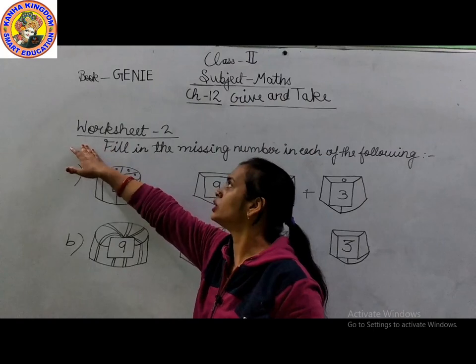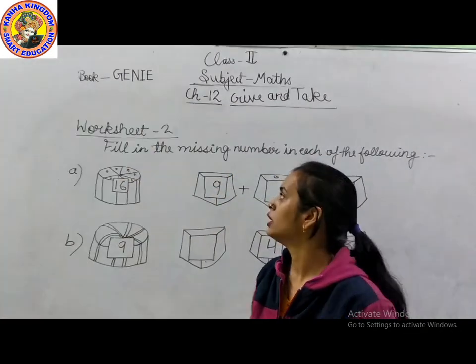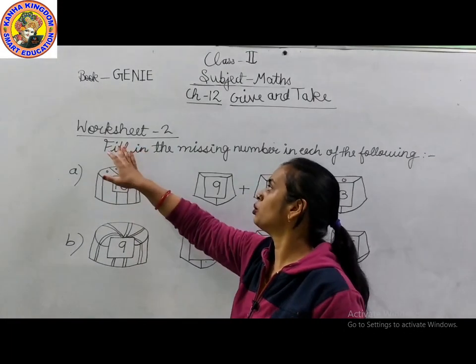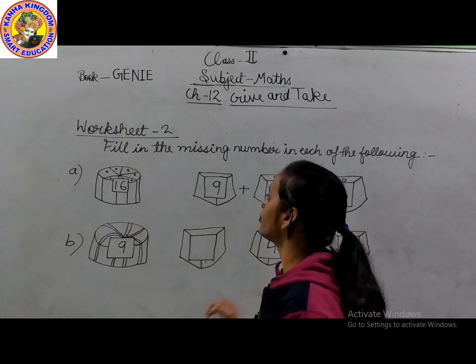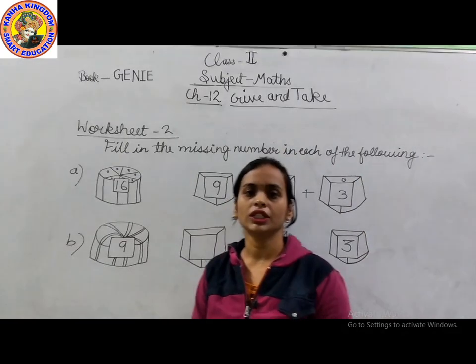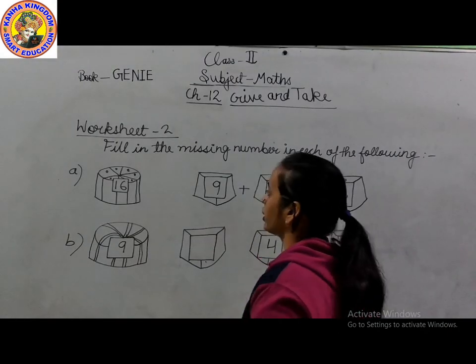So, worksheet 2. Worksheet 1, do yourself in your Genie book. Now next is worksheet 2. Fill in the missing number in each of the following. So worksheet 2 is fill in the missing number in each of the following.